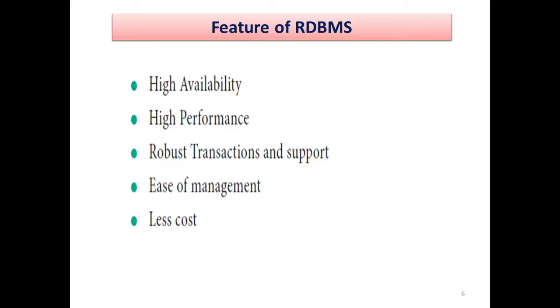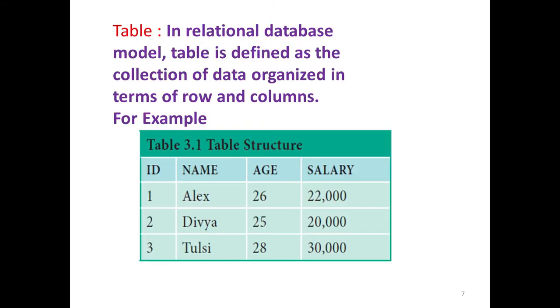Okay. Then what is the feature of RDBMS? It's a 3 mark question to you. Elaborately you learn in your book. I simply briefly say. First feature is high availability. Second one high performance. Third one robust transaction support. Fourth one ease of management. Fifth one less cost. A very simple example is the 11th standard public examination marks. The software they applied is RDBMS. It's an example to you. Okay, just go through the lesson.